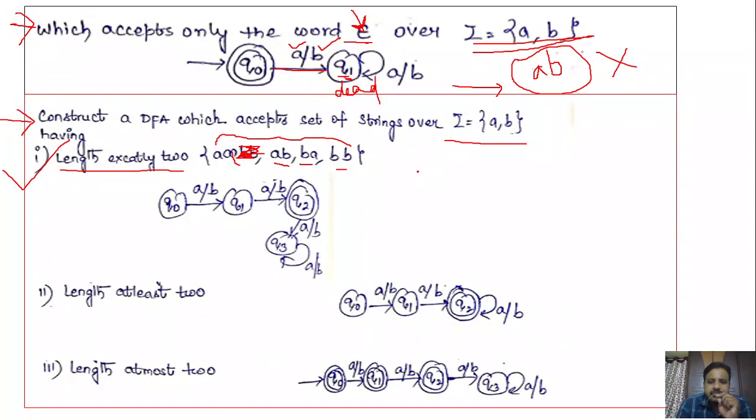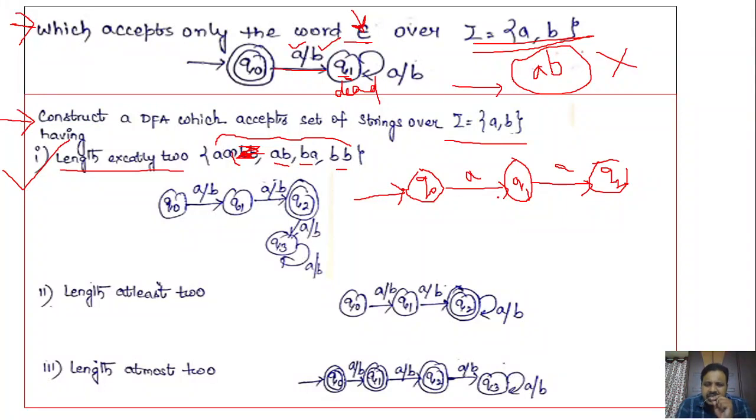So first thing, start with the starting state. What is the starting state? Q naught. Okay. So let me start with the starting state. What are the strings that must be accepted? Those having length 2. So let me say a to a. So q naught on a. When I see a on q naught, I will go to the state q1. Okay. Next, from q1, if I see a, then I will go to the state q2. Okay.